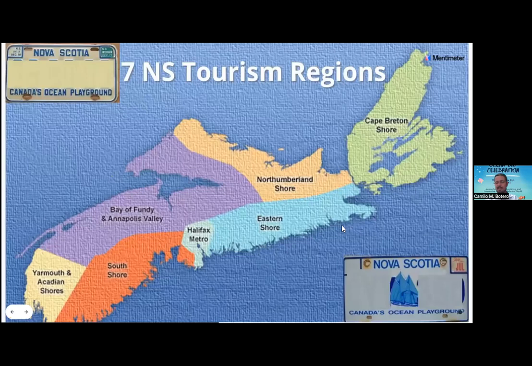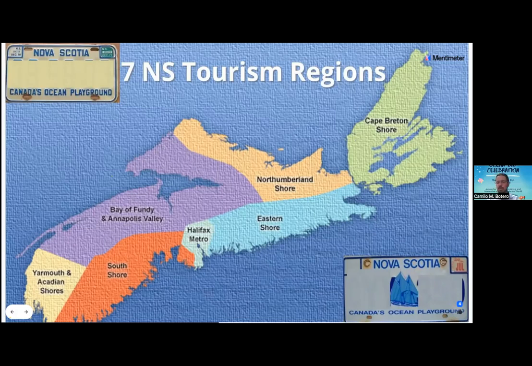Nova Scotia. I included this slide because it has two purposes. First of all, Nova Scotia Tourism, the Department of Culture, Communities and Tourism, divides the province into seven regions. These seven regions are the ones in which tourism is normally organized. We have Halifax Metro, South Shore, Yarmouth and Acadian Shores, Bay of Fundy and Annapolis Valley, Northumberland Shore, Cape Breton, and the Eastern Shore. These are the seven tourism regions.